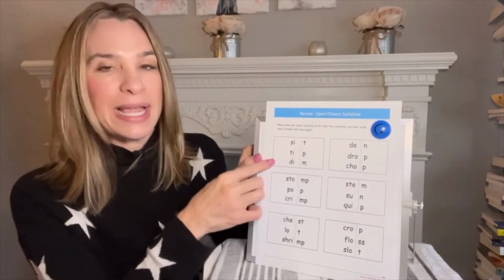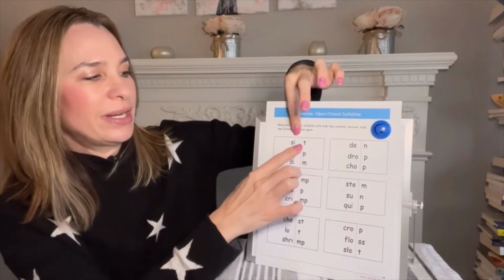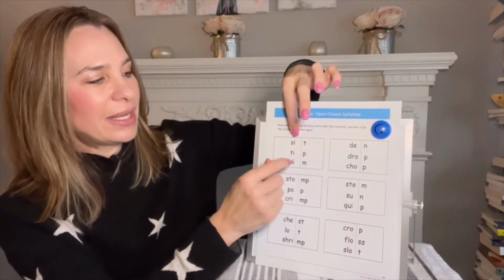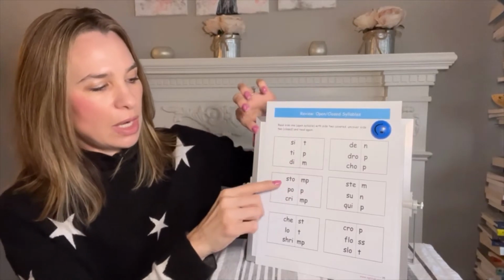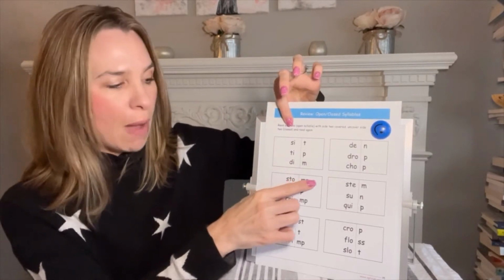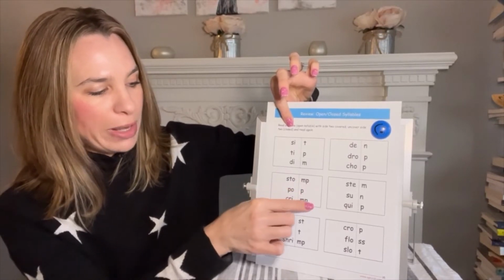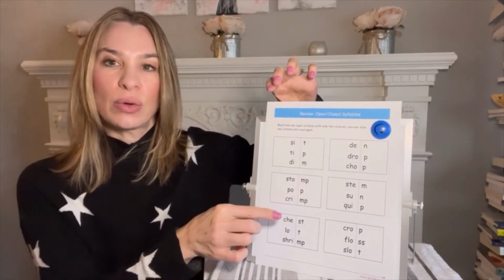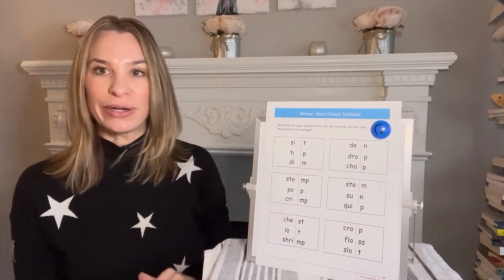This is from my scope and sequence workbook. You can cut these out or you can leave them in and just fold the paper down and then have them read. Sit, si; tip, tie; dim, die. Then we get a little more difficult: stomp, stow; pop, po; crimp, cry. So you try to get a little more difficult as you get them used to the pattern.